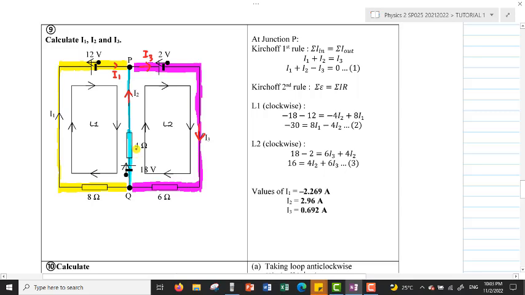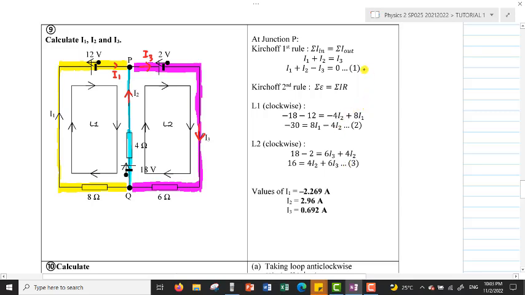Then we have current I2. If we compare current I2 with the direction we travel in loop 2, the direction is the same, so I2 will be positive. And this I2 is passing through the 4 ohm resistor, so we have positive 4 I2. So we have 18 minus 2 will be 16, equal to 4 I2 plus 6 I3. So this one will be our third equation.